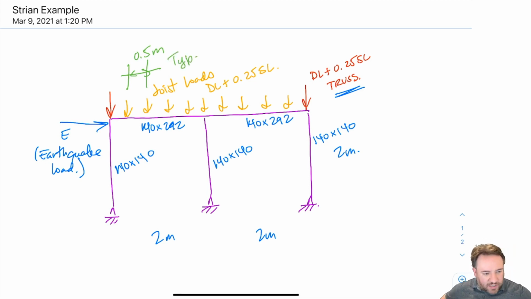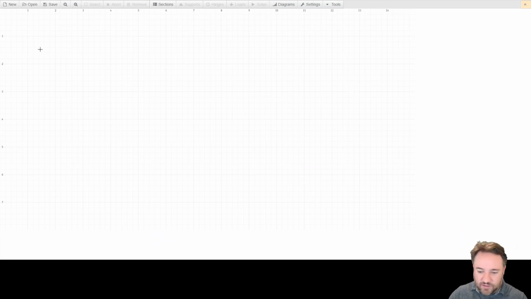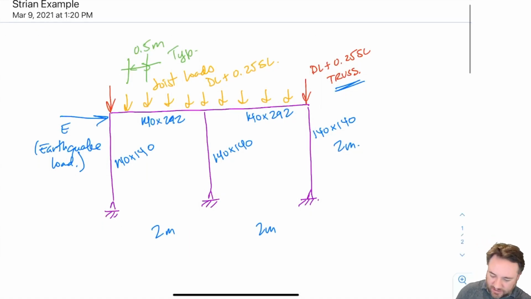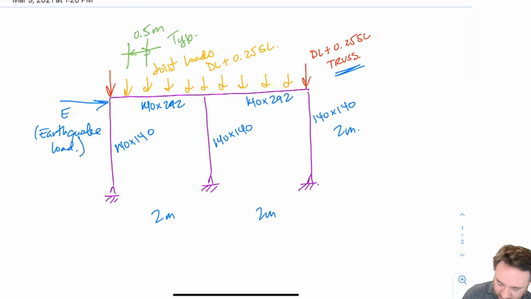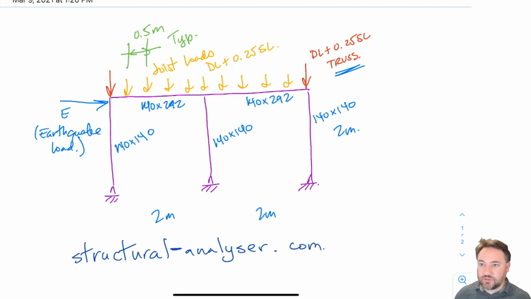Okay, so I'm going to go in and show you the software. So here's the software here. If you're looking for this, the URL is online, but I'm going to copy it on down here. This is Structural Analyzer with an S.com. This is a hyphen in the middle here, structural-analyzer.com. And if you go to that website, you are going to see something that looks like this.